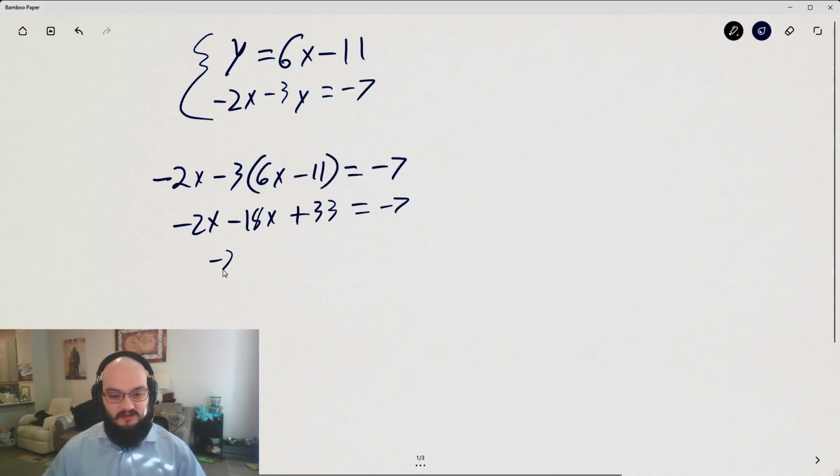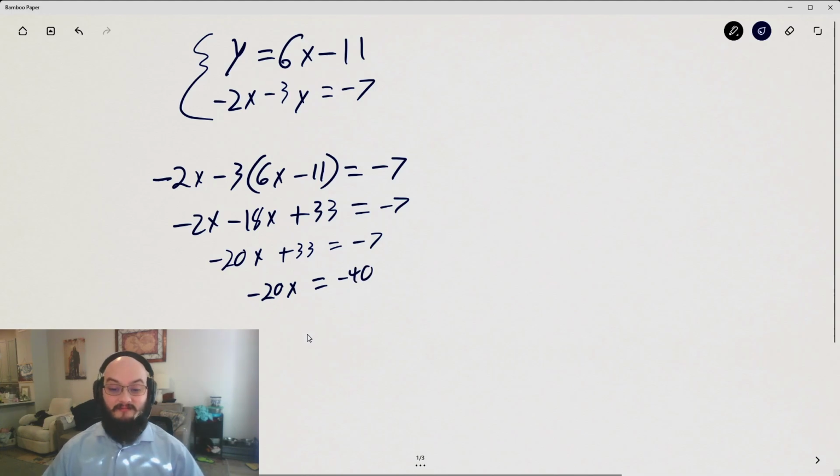Combining like terms, negative 20x plus 33 is equal to negative 7. Then subtracting 33 from both sides, negative 20x is equal to negative 40. Dividing both sides by negative 20, x is equal to 2.